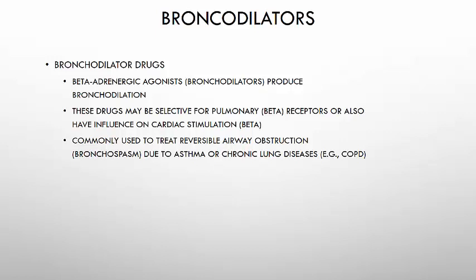So the big things we're looking at here are your beta adrenergic agonist or your bronchodilators, and they're going to produce bronchodilation. Now, some of these drugs, remember, are selective for just your beta 2s, or they may have an influence on your beta 1s as well. That comes into play when you are deciding, if you have multiple options, which ones to use for your patients. These are commonly used for your obstructive airway diseases, whether it's COPD or asthma, anything like that.